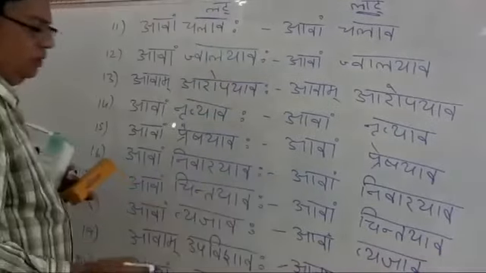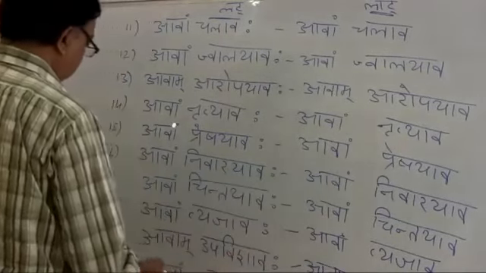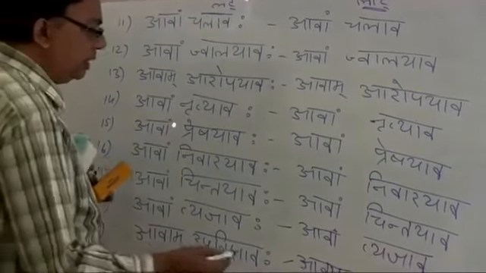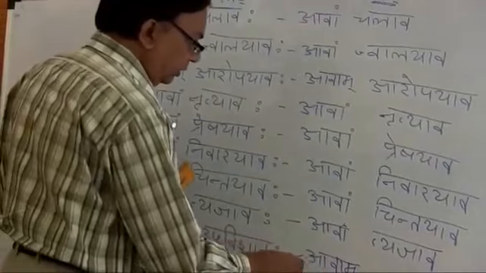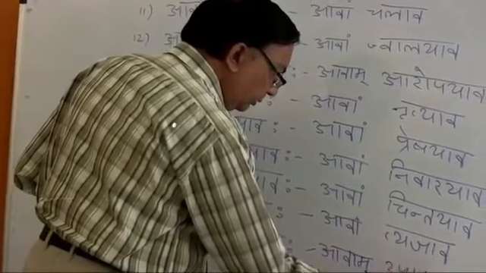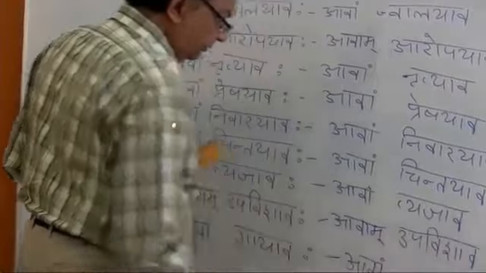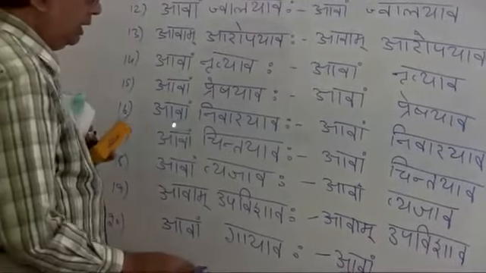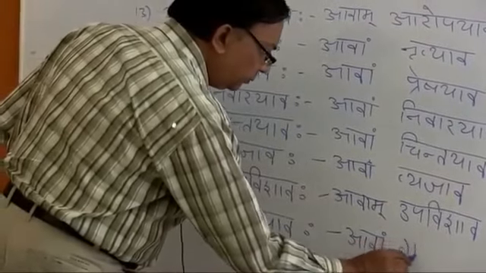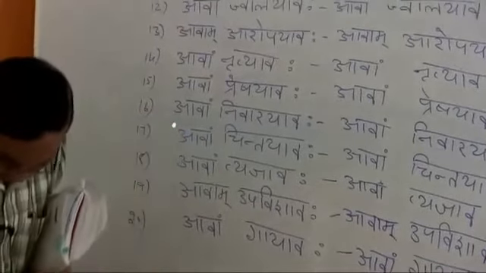Shall we both give up? Let us both give up. Let us both send. Let us both dance. Now the 18th is let us both give up. The 19th one, avam upavishava. We both sit, we both are sitting. Converted into imperative mode, avam upavishava. Shall we both sit? Let us both sit. The 20th, avam gayava. We both sing, we both are singing. Shall we both sing? Gayava. Simply gayava. Shall we both sing or let us both sing?